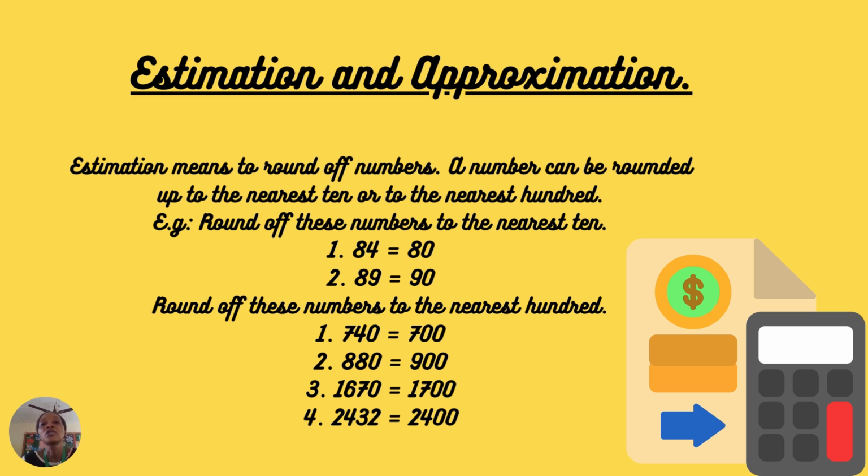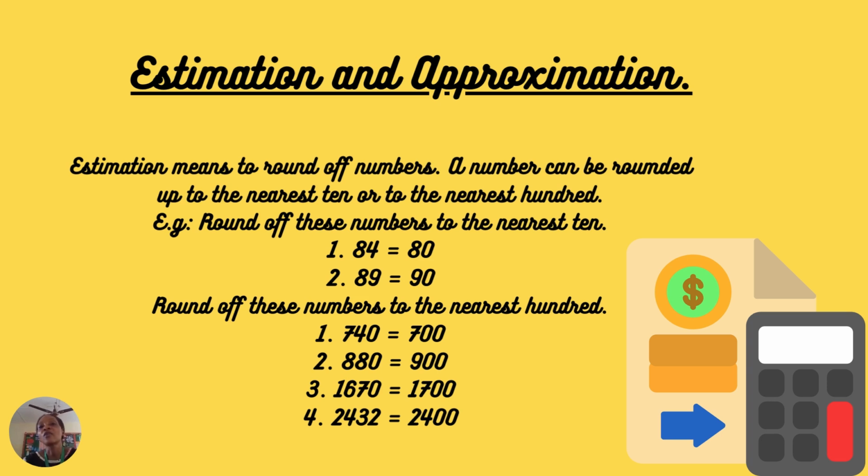The next number we need to approximate is 89. Now, the last digit in 89 is 9, and 9 can approximate. Any number that can approximate will turn to 1. That 1 will be added to the next number, which is 8. 8 plus 1 will give us 9. That is 90. Because you are approximating to the nearest 10 and your 8 is in tens, that's where we stop. So your answer is 90.